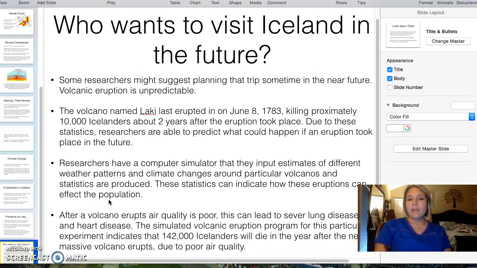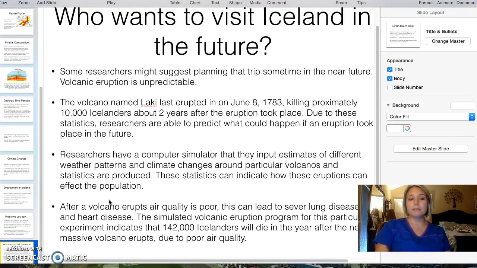The last time that volcano erupted was June 8th, 1783. This eruption killed approximately 10,000 Icelanders, but not right away. This happened about 2 years later. That many people had passed away, and they say that due to poor air quality, lung disease, heart disease, things like that killed them over the years. This was about 1/5 of their population, too, at the time.